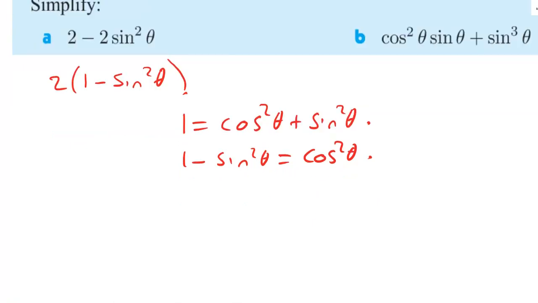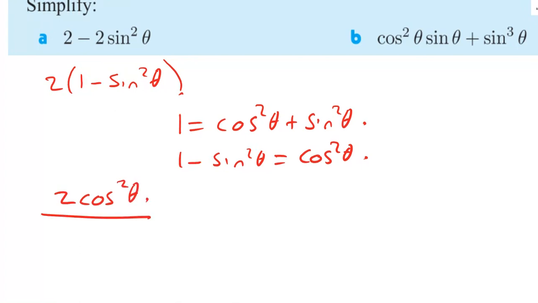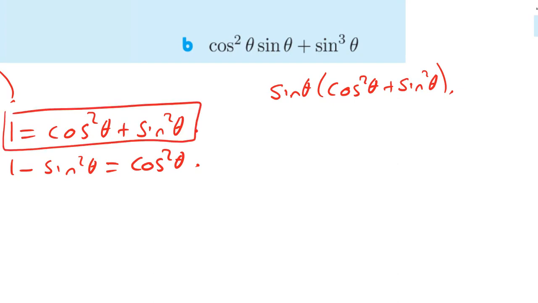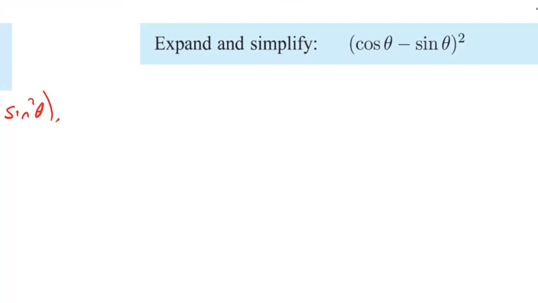I won't go through that in detail every time, but therefore we can make the swap that this is 2 cosine squared theta. Into the second part here, well, we can factorize this expression because both of the two terms have a sine theta in common. So we could rewrite part B as sine theta, open bracket, cosine squared theta plus sine squared theta. And we recognize again from that previous work that cosine squared theta plus sine squared theta is equal to 1. So this expression becomes just sine of theta.